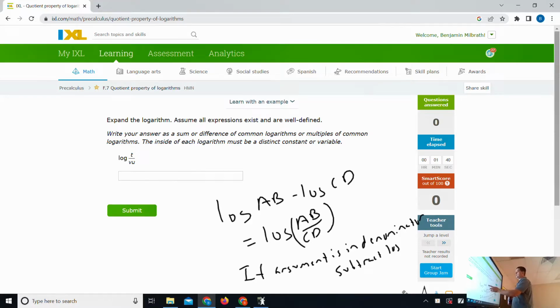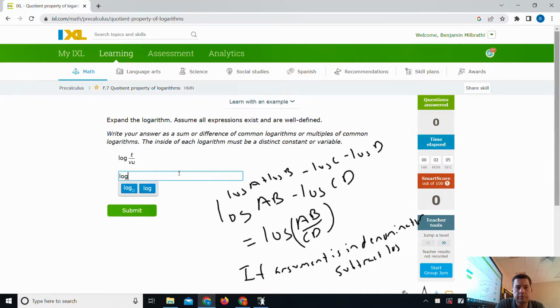Now, by the way, this should be broken apart. This guy would be log of A plus log of B. And this would be take away log C, take away log D. And you break them apart, that's how it works. So this guy is going to have a positive log T. I should be using that log button. And I'm going to take away a log of V. And I'm also going to take away a log of U.